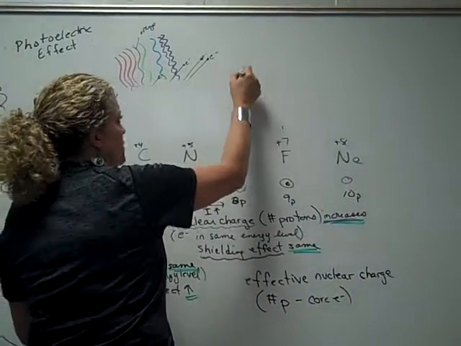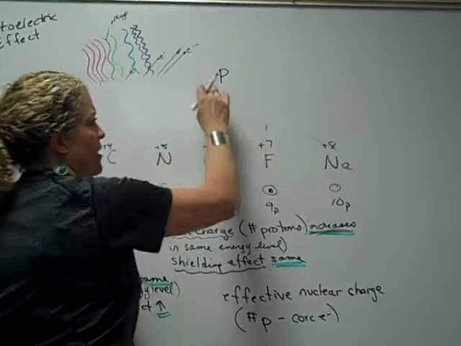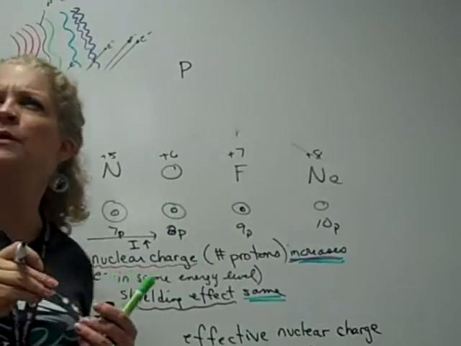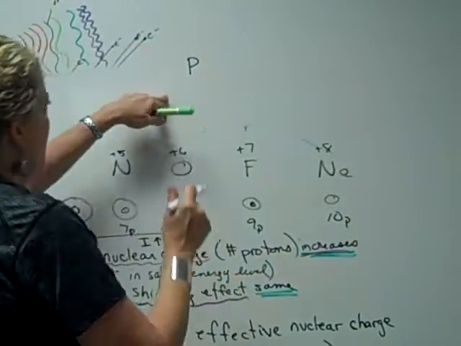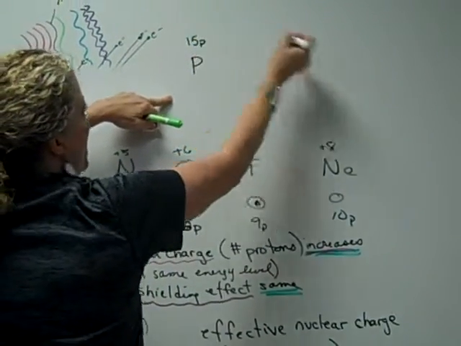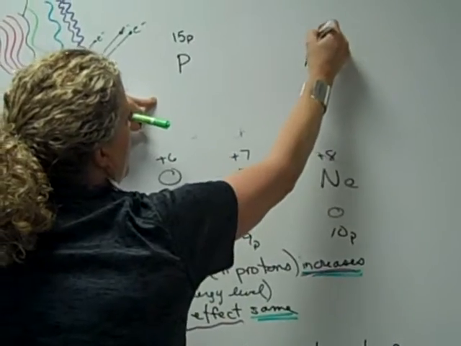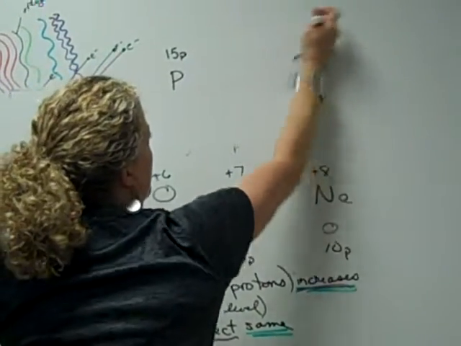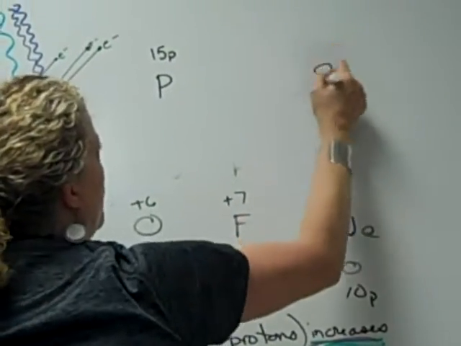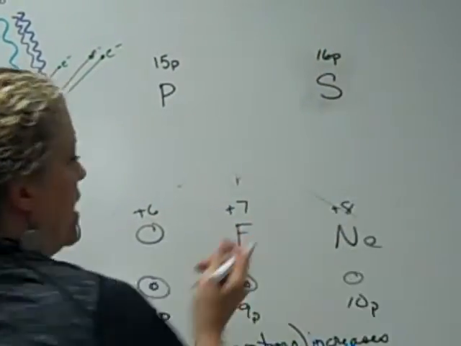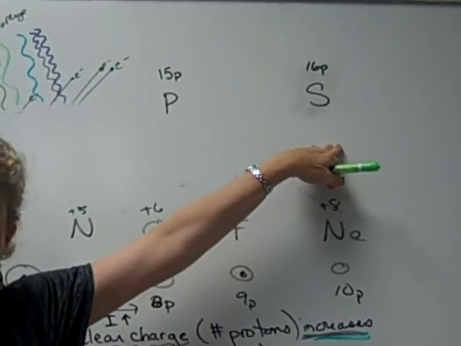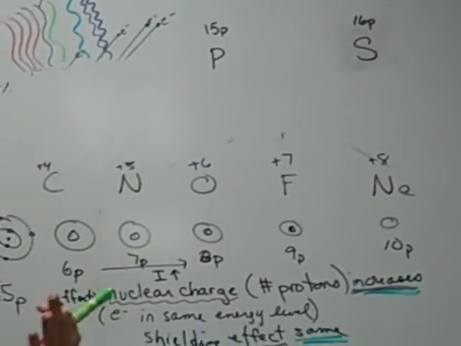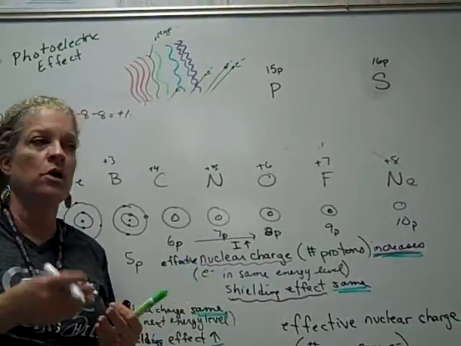So phosphorus has how many protons? 15. And sulfur has 16, right? Oops, that doesn't look right. Sulfur has 16 protons. Okay. So sulfur should have a higher first ionization energy than phosphorus, but it doesn't. What is a possible explanation?